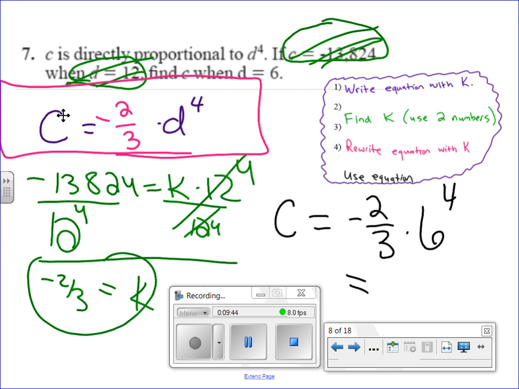Compared to what we were doing with logarithms, this stuff is almost too easy, you know? I feel that way. That's good. So -2/3 times 6 to the 4th. Did you guys get -864? Okay, good.